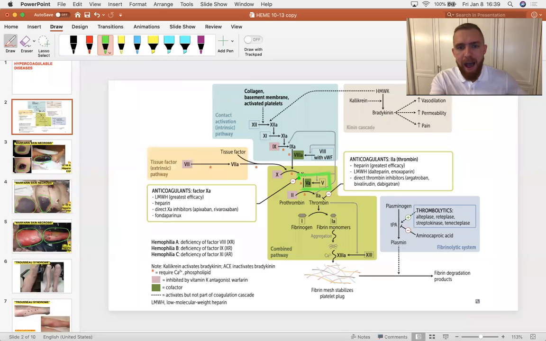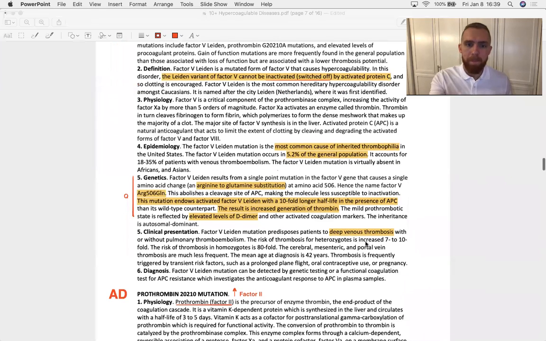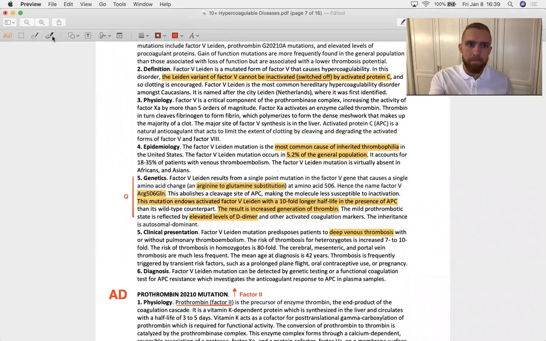So if factor V is always on, then you're always making thrombin and you're always clotting. Does that make sense? Why this is a coagulopathy now? Hope so. So what's the mutation? You might get asked about this. This might get woven into a test question sometime.